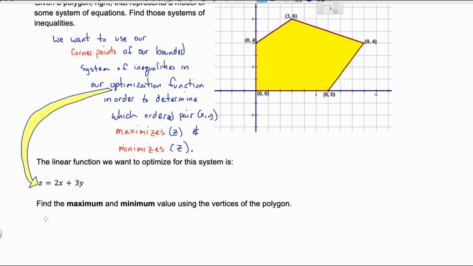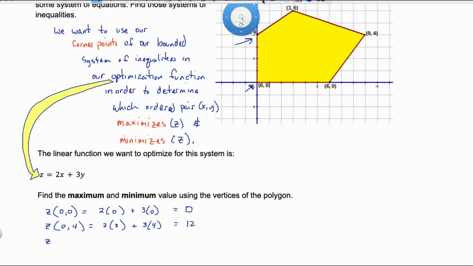So I've got, let's see, 1, 2, 3, 4, 5. I have a pentagon here. So I have 5 corner points, the vertices of that pentagon. And I'm going to substitute those values x and y into this linear function z. And what we want to do is see what the value of that function is and determine which value returns us the largest value, the maximum, and which one gives us the smallest, or the minimum.